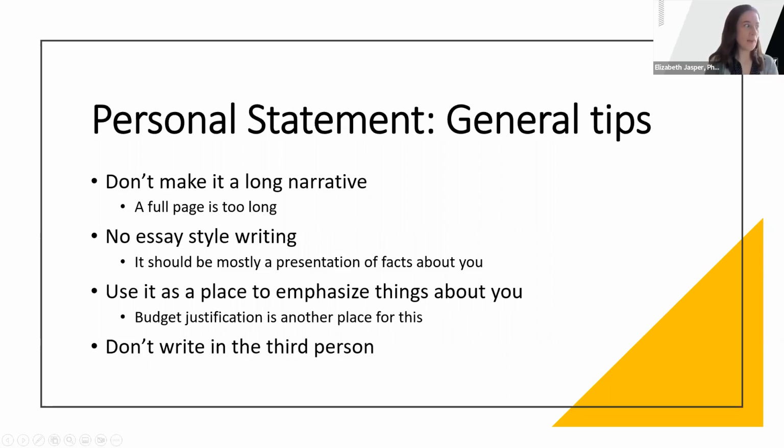So just some general tips, don't make it too long. Ideally, it should be a paragraph or two. A full page is way too long for a personal statement, given that you're only allowed 5 pages for the biosketch anyways. Don't do essay style writing. It should mostly be a presentation of facts about you. For K and F awards, narratives and essay style writing should be limited to the candidate section of your application. And again, you can use it as a place to emphasize things about you, but you can also emphasize things about you in other grant documents like your budget justification. And then of course, write in first person for this section.